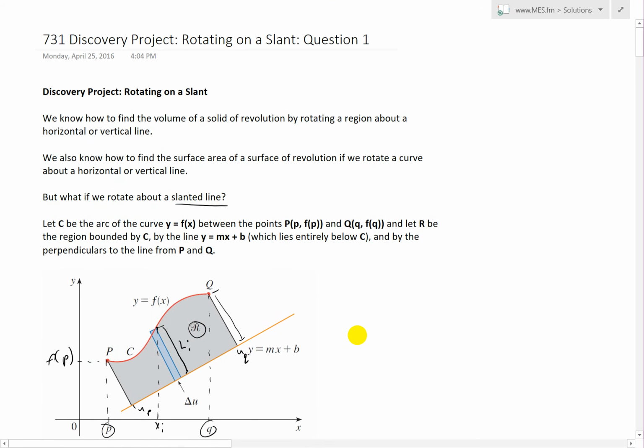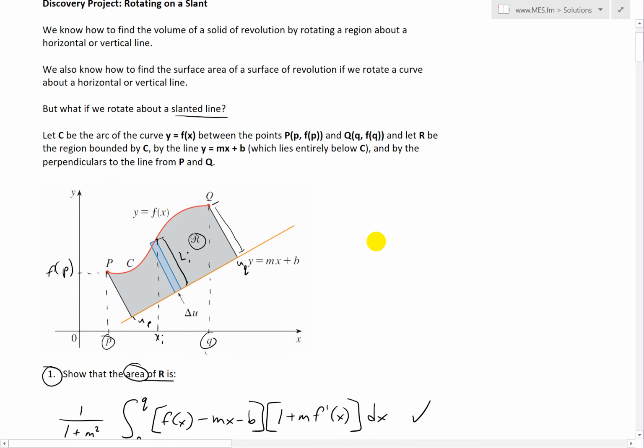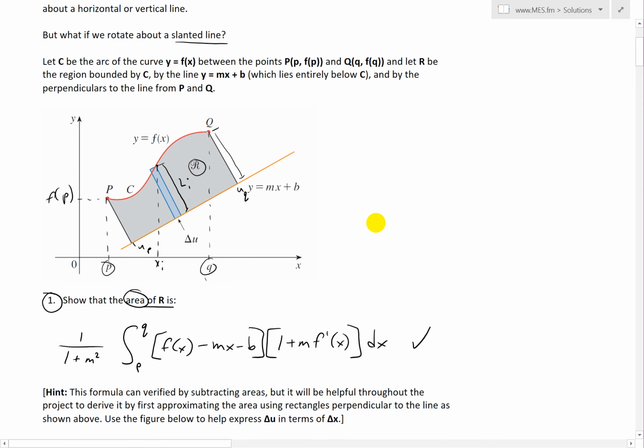So anyways, thanks for watching. It's a pretty extensive video, but it's pretty interesting how you could just shift this around using trigonometry, etc.